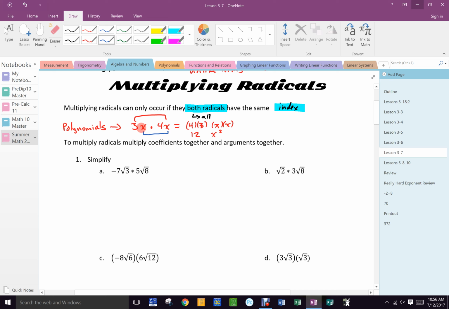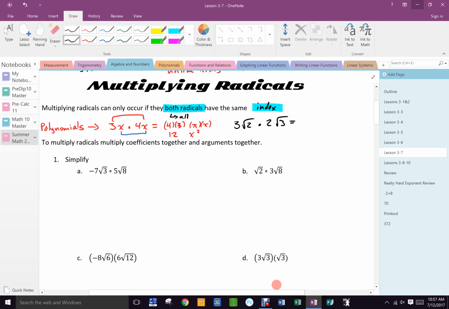I'm just telling you. When you are multiplying a coefficient and whatever is on the other side of it, you are multiplying coefficient and its argument. Coefficients go together. Arguments go together. Everybody with me? So what then, knowing what you know now, is 3 root 2 times 2 root 3? What is that answer going to be?